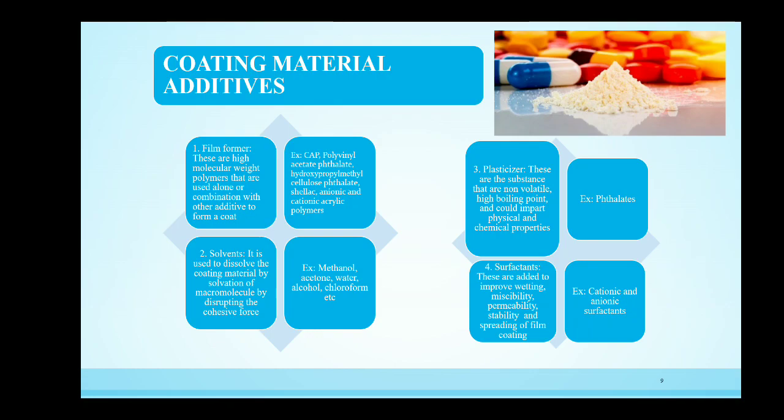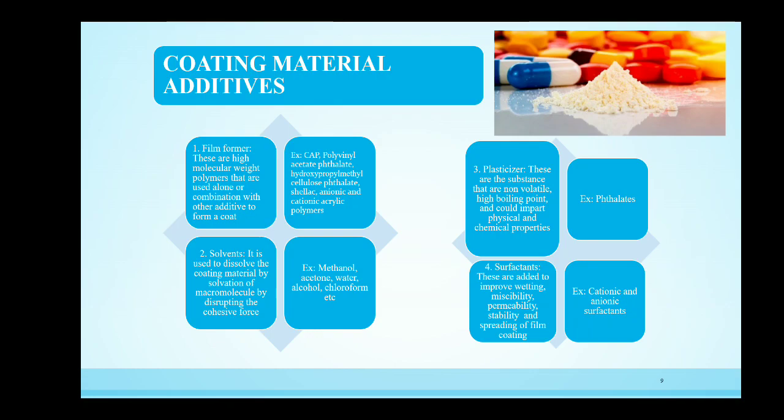Coating material contains different additives. First one is a film former. These are the high molecular weight polymers that are used alone or in combination with other additives to form a coat. Examples are cellulose acetate phthalate, polyvinyl acetate phthalate, hydroxypropyl methyl cellulose, and anionic and cationic acrylic polymers. Coming to the second additive, that is solvent.